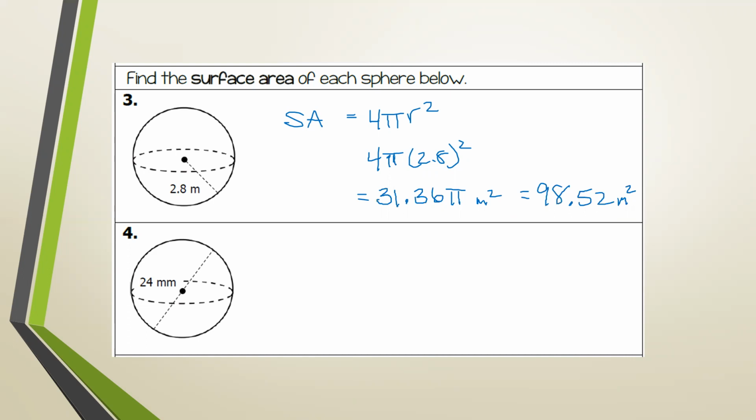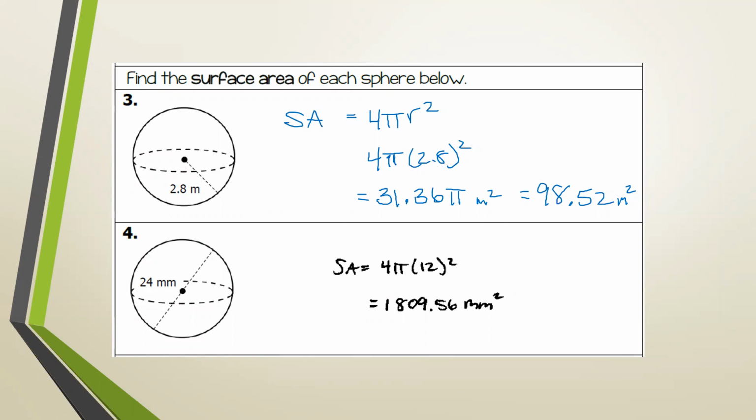Go ahead and try number 4. What's the surface area of this sphere? Try that one now. Okay, I didn't leave my answer in terms of pi. I just went ahead and rounded it, and I got 1,809.56 millimeters squared. Remember that your radius is half the diameter. They tried to trick you there. Since the diameter was 24, your radius is 12.